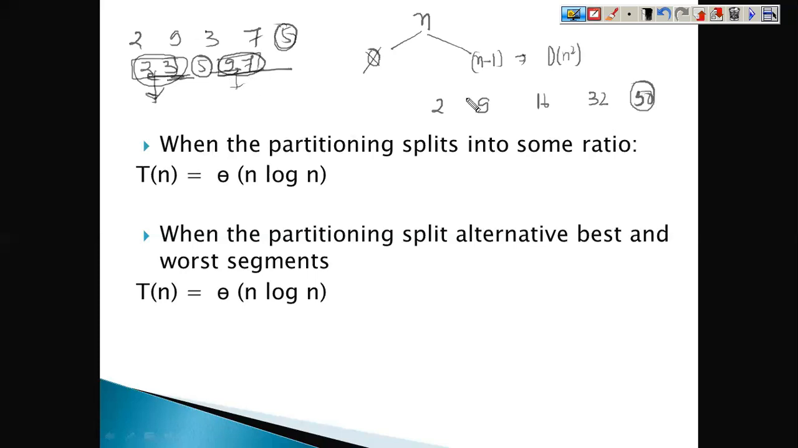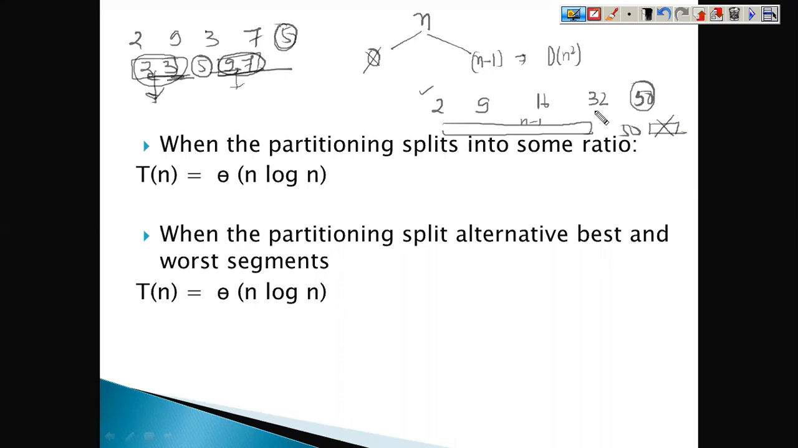Now, when the elements are already sorted, you will observe that this part is already sorted. When you run the partition, you get 50 here, and here you get the remaining elements, which is n minus 1, and on the other side we have no element. This is the worst scenario. When you apply the partition, on one side you get n minus 1 elements, on the other side no element. But this is the only scenario.